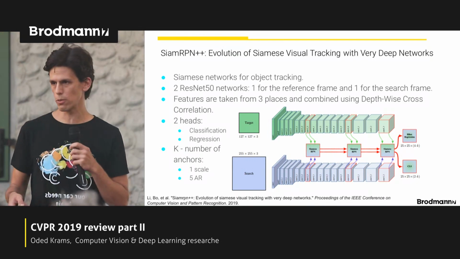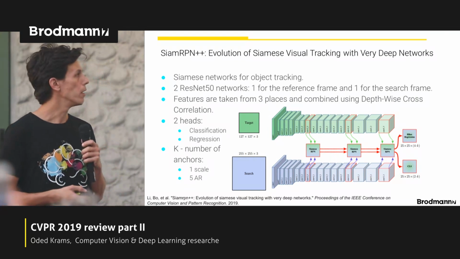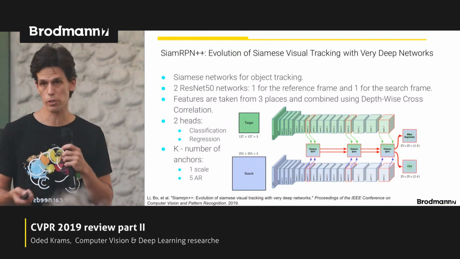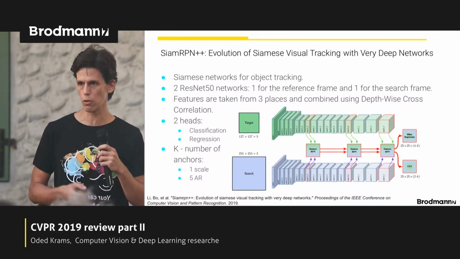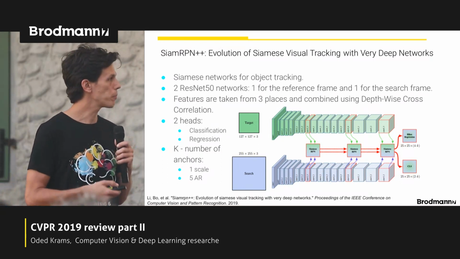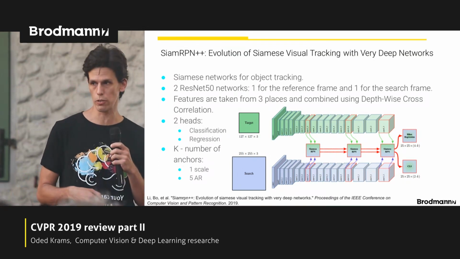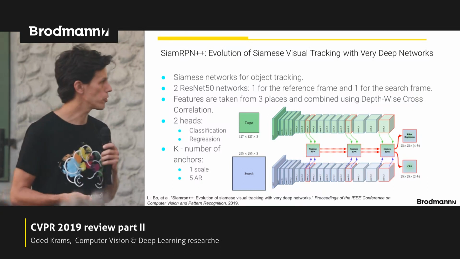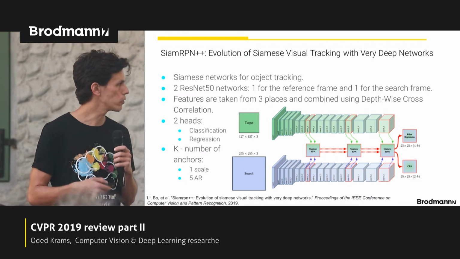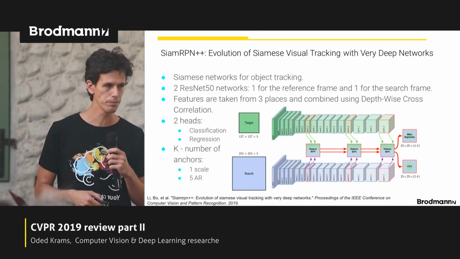Okay, so now let's go to the first paper I want to present. It's SiamRPN++. It's basically a Siamese network for object tracking. There's a whole family of trackers that are based on this method. In this paper, they use 2 ResNet-50 networks, one for the reference frame and one for the search frame. They take features from 3 different places in the backbone, and they combine them to get 2 detection heads, one for the classification and one for the regression.